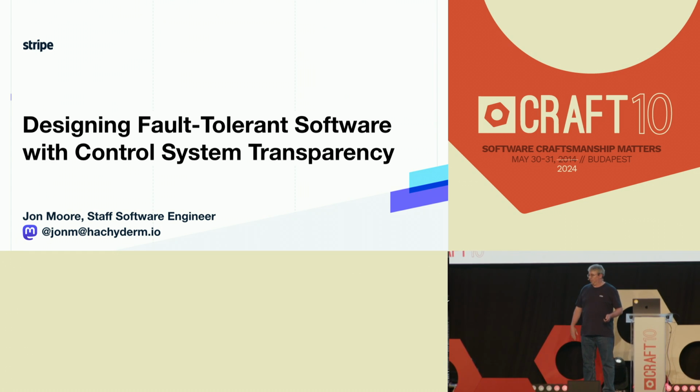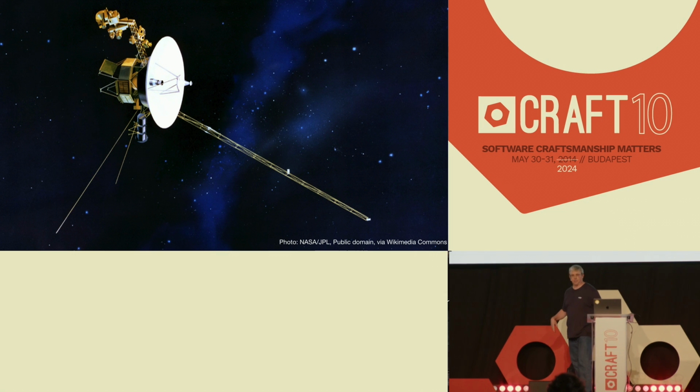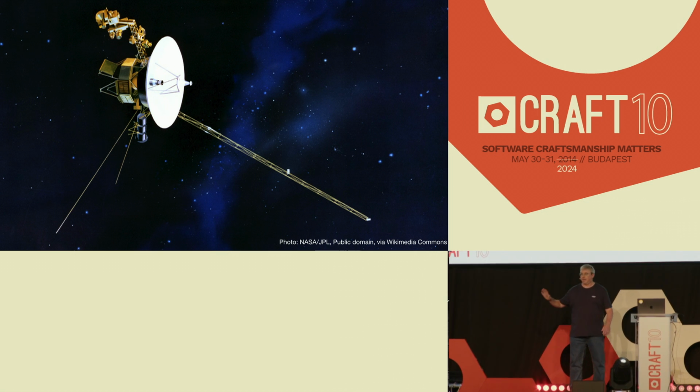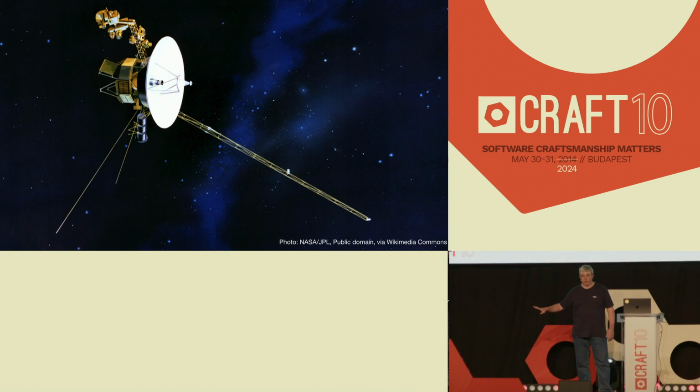So first question, maybe we click. Okay, clicking the button works. All right. Does anybody recognize this? If you recognize this, please shout out what you think it is. Voyager. Okay. So this is a picture of the Voyager deep space probe.